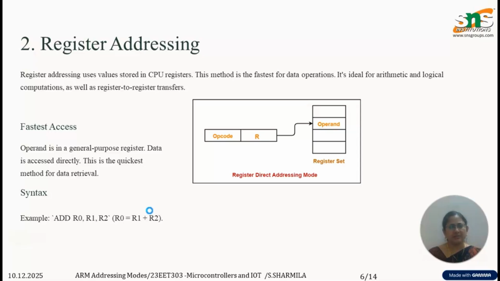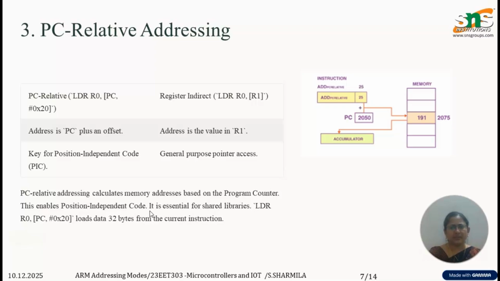The next one is the PC relative addressing mode. The PC relative addressing calculates the target memory address based on the program counter. So for example, LDR R0, [PC, #0x20]. Here the effective address is the current PC value plus an offset value. This method is essential for position independent code, which allows programs to run correctly even when loaded at different memory locations.